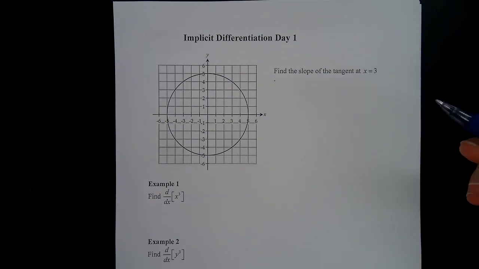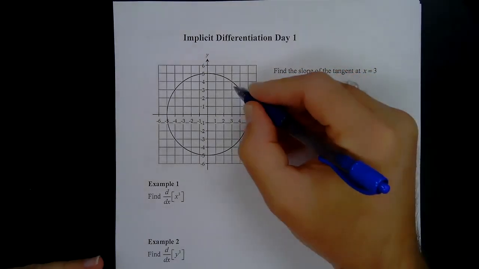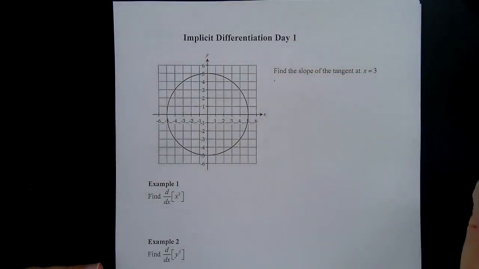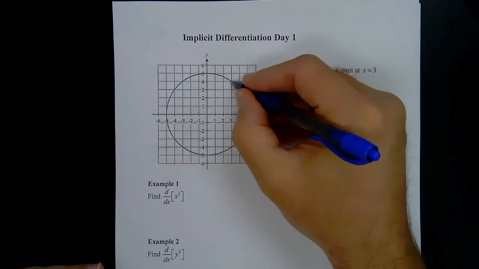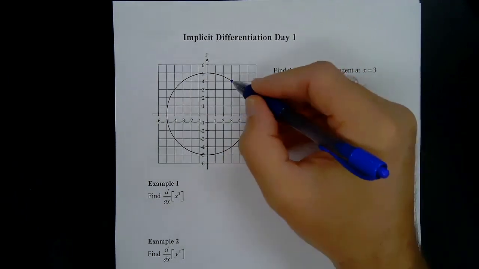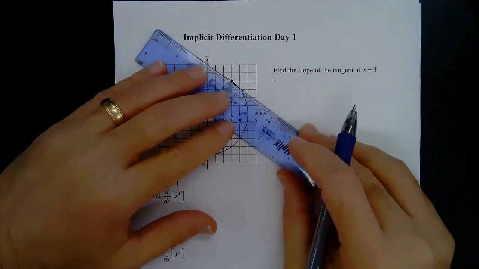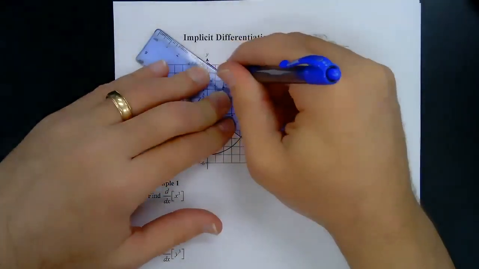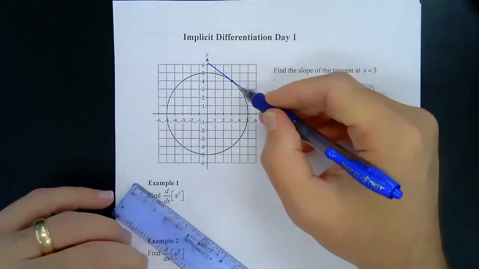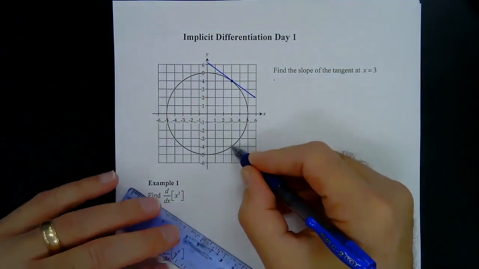So here's the problem with these. This is not a function because it doesn't pass the vertical line test. For some x's, there's more than one y. So right here, we could draw a tangent. The tangent line would look something like about like that. That could be the tangent, but we could also have a tangent down here.